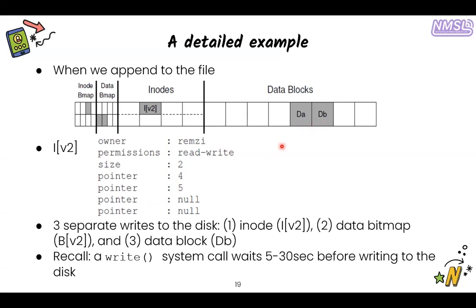For this simple change, we had to make 3 separate writes to the disk, right? First, we have to update the inode. We also have to update the data bitmap and the actual data itself. So it involved 3 writes. Recall that the write system call doesn't immediately go through. It actually waits a little bit, and obviously, we're going to have some crash during this time.